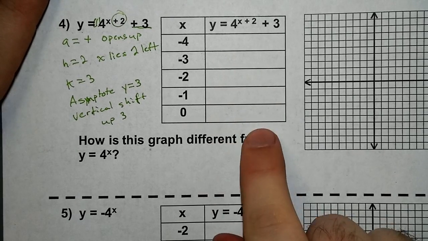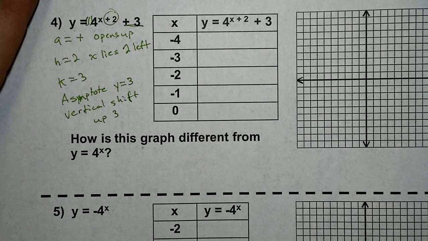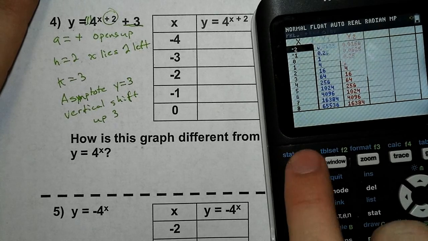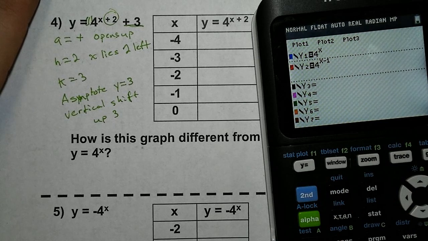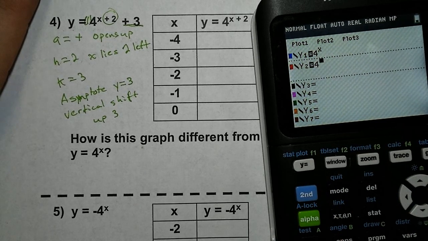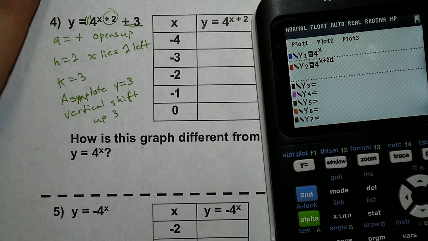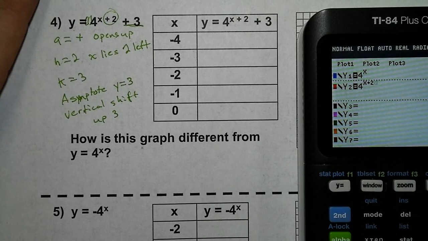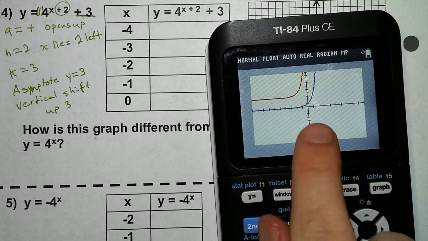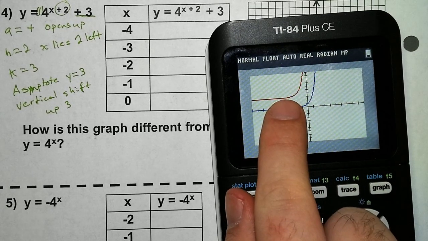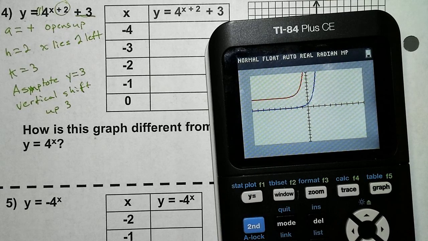So, to save us some time, we're going to do the same thing we did last time. We're going to go into our y equals. I'm going to leave 4 to the x so I can confirm the translation right there, and I'm going to type in 4 to the caret x plus 2. Then I've got a right arrow down. I'm going to put plus 3. And then we'll hit graph just to see what the graph would look like. So this one, it needs to move to the left 2. It did move to the left, and then it goes up 3. It did go up 3.